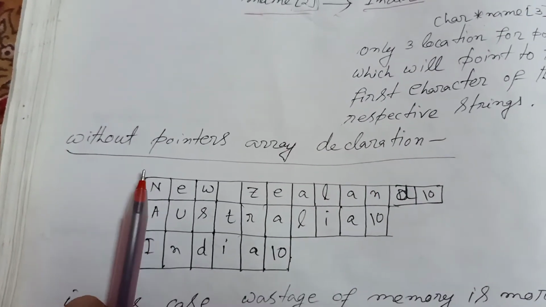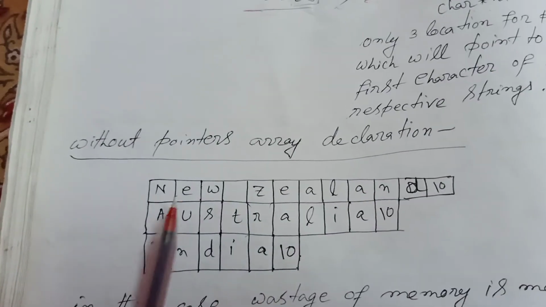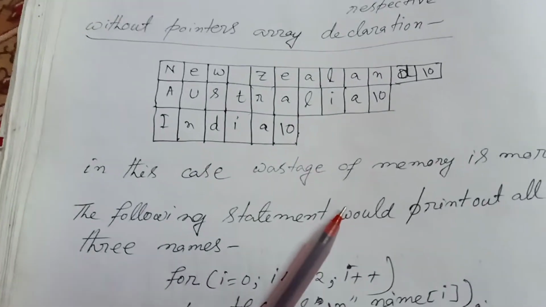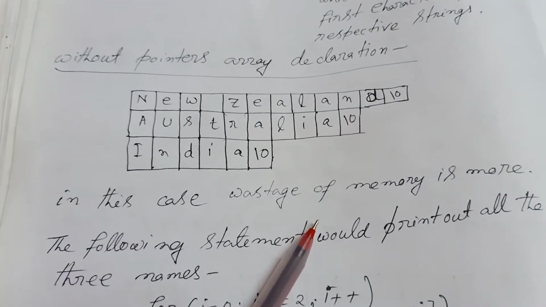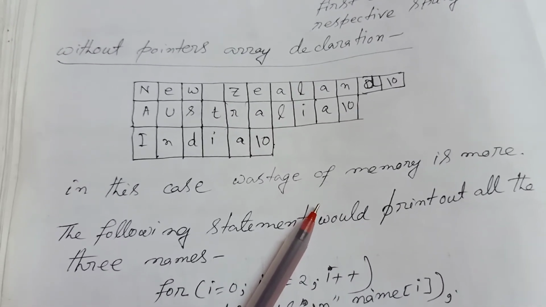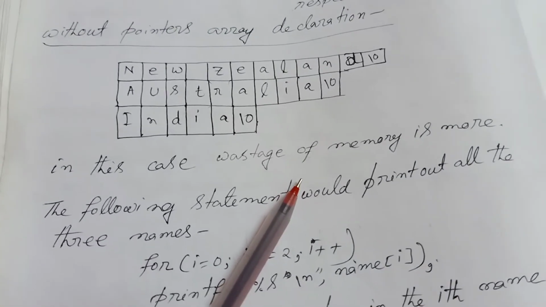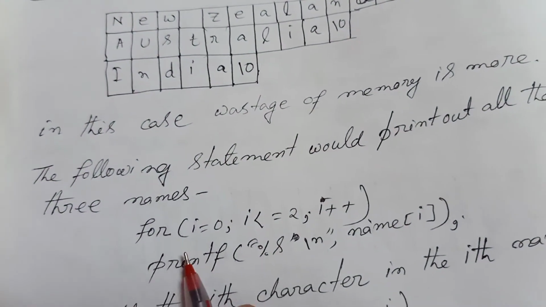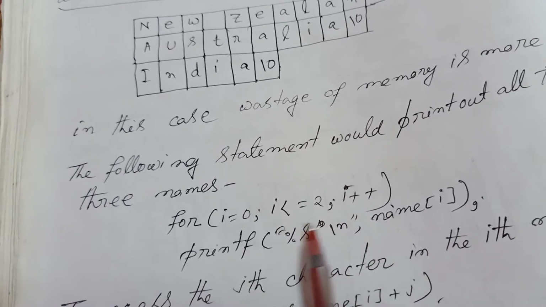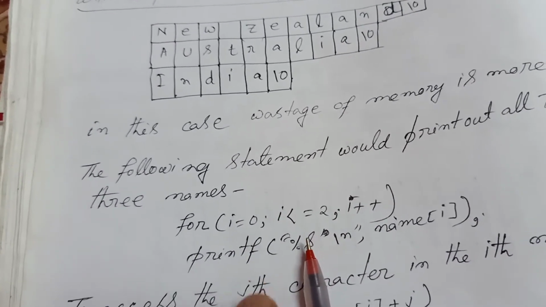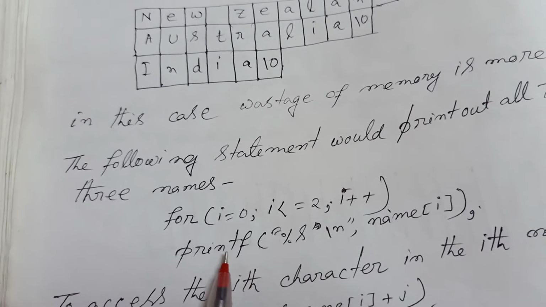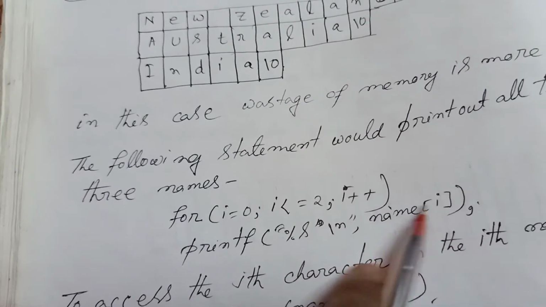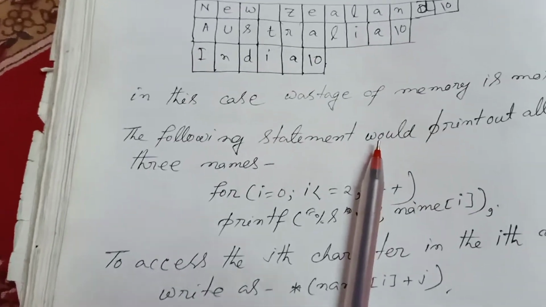Now let's see the array declaration without pointers. In this way, New Zealand ends with a null character, Australia ends with a null character, India ends with a null character. So in this case, without the pointers array, the memory wasted is more. The following statement would print out all the 3 names: for i equal to 0, i less than or equal to 2, i plus plus. Why less than or equal to 2? Because the index starts with 0, so that's why less than or equal to 2. printf, the format specifier percent s is used, then name[i]. So we are able to display all the string values.